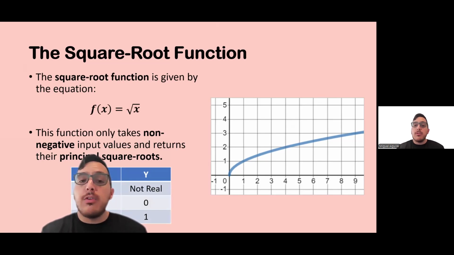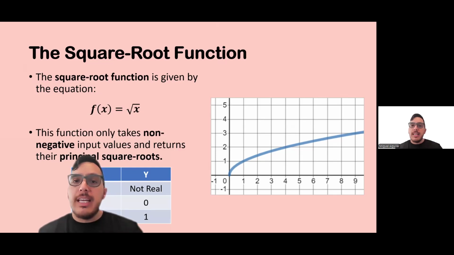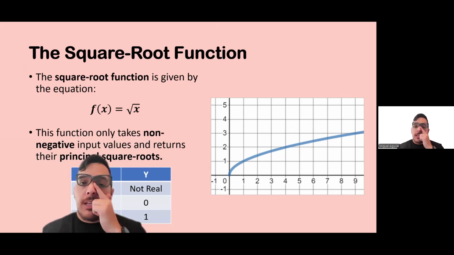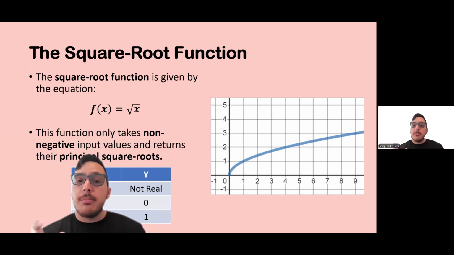This function only takes non-negative input values. You may have learned that taking the square root of negative numbers gives you imaginary numbers, but we're not talking about imaginary numbers just this minute. So whenever we have a negative input in a square root function, we need to select the option that says our output is not a real number.